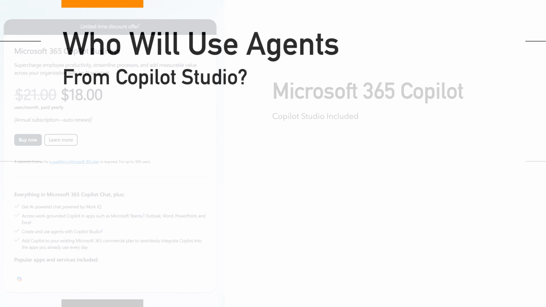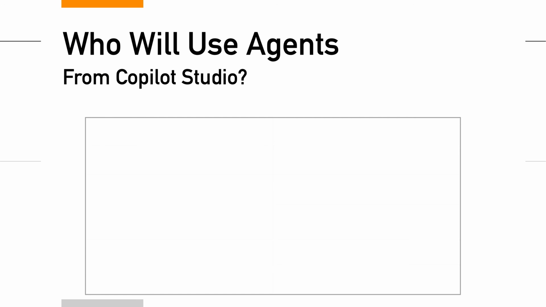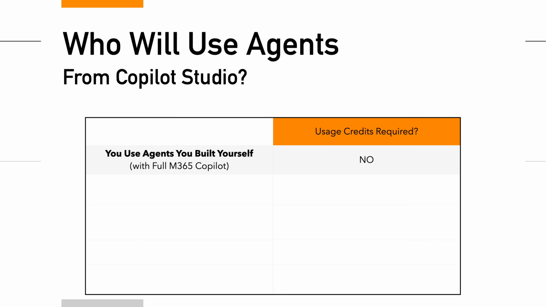But we also have to think about who will use the agents you build. If you have the full Microsoft 365 Copilot subscription, and you are using the agents you build yourself, then you do not have to pay for Copilot credits. If you share your agents with teammates in your same organization who also have the full Copilot subscription, they also do not need Copilot credits.